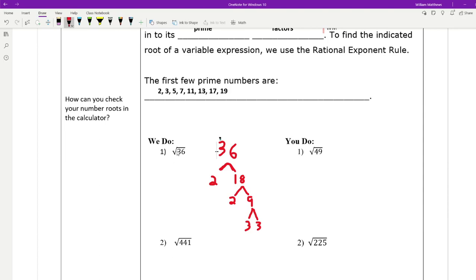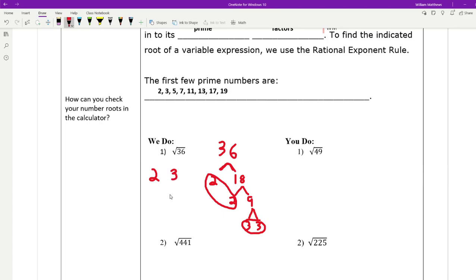Our goal here, since we are looking for the square root, is to find every matching pair of numbers. We have a matching pair of 2 and a matching pair of 3. With these matching pairs, I am only going to write the number down 1 time for each pair that I have. In this case, it would be the 2 and the 3.